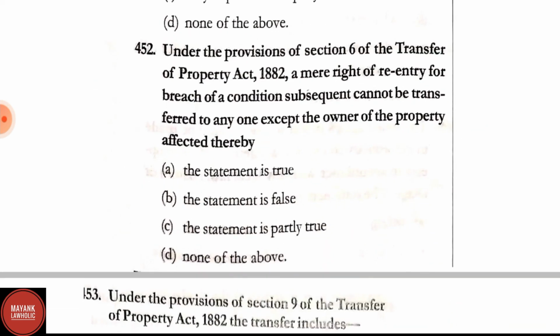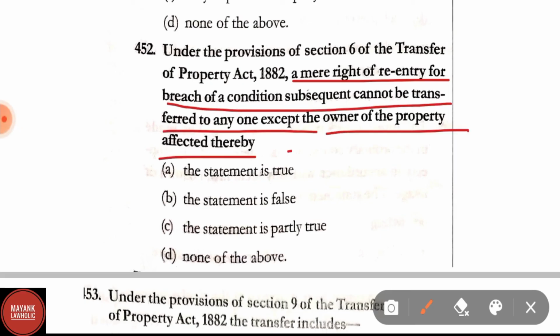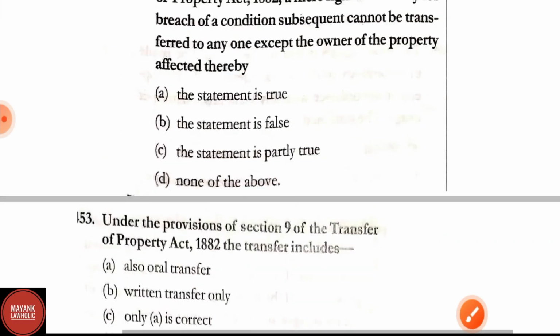Question number 452. Under the provisions of Section 6 of the Transfer of Property Act, a mere right of re-entry for breach of a condition subsequent cannot be transferred to anyone except the owner of the property affected thereby. Option A, the statement is true. Option B, the statement is false. Option C, the statement is partly true, and option D, none of the above. Here correct answer is option A, the statement is true.